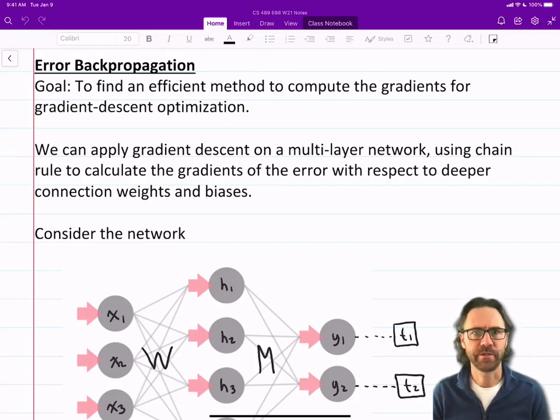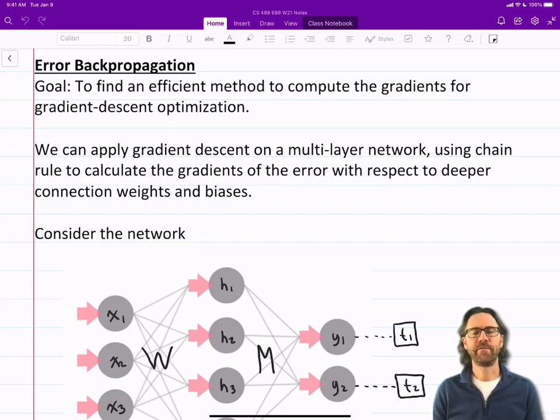Error backpropagation. The goal here is to find an efficient method to compute the gradients for gradient descent optimization. Previously, we saw how numerically computing the gradient can help us do gradient descent optimization and find the set of neural network connections that have our network learn. Now we're going to use calculus to do the same thing. We can apply gradient descent on a multi-layer network using chain rule to calculate the gradients of the error with respect to deeper connection weights and biases.